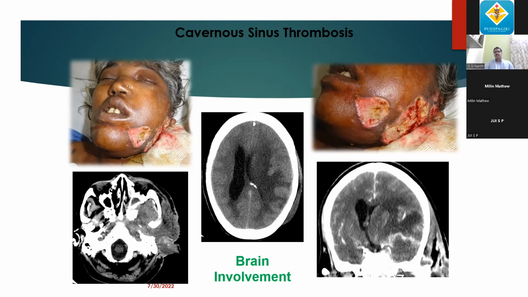You can see in these images the typical signs of cavernous sinus thrombosis, which you can see in the CT scans. Within 1.5 to 2 days, she reached us. She didn't survive and she expired. So a simple odontogenic infection spreading to the meninges or to the cavernous sinus is a typical example not to be ignored.